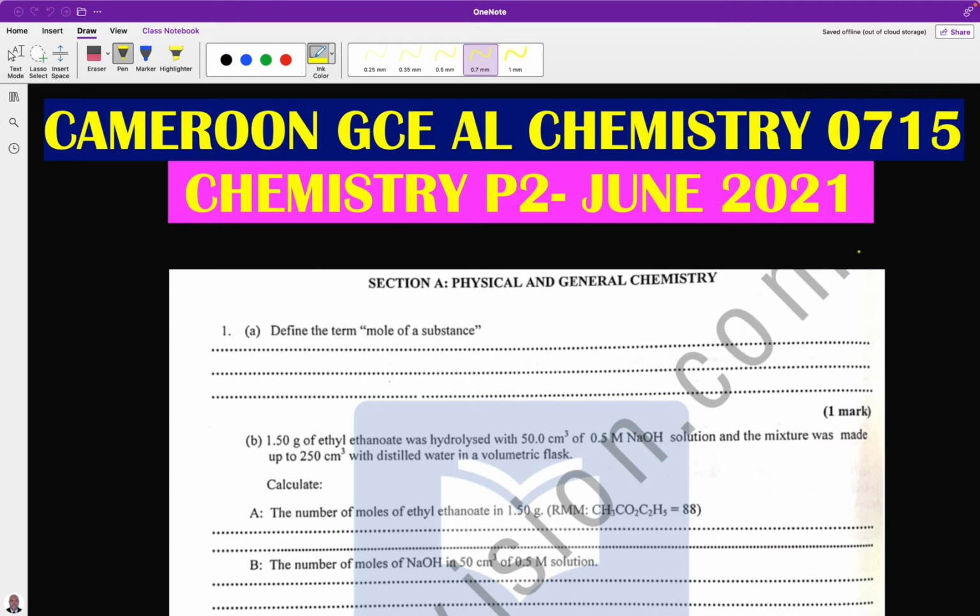Define the term mole of a substance. You can define a mole in this way: this is the amount of substance which contains 6.02 times 10 to the 23rd specified particles. That is atoms, molecules, ions, or electrons. Let me write it there.